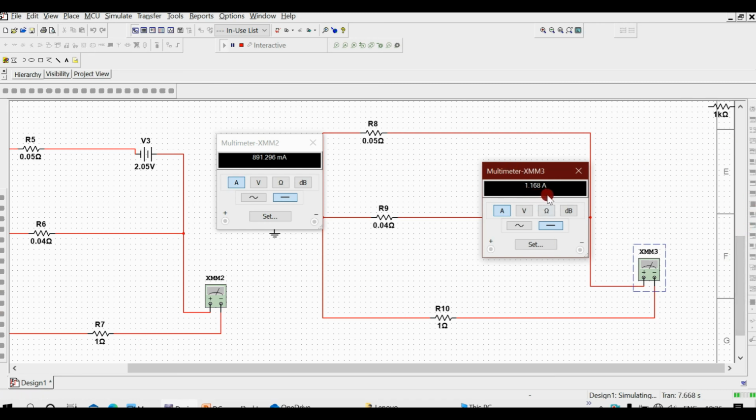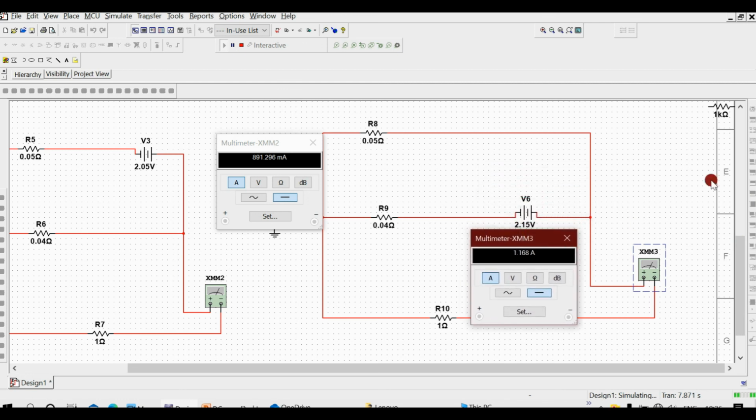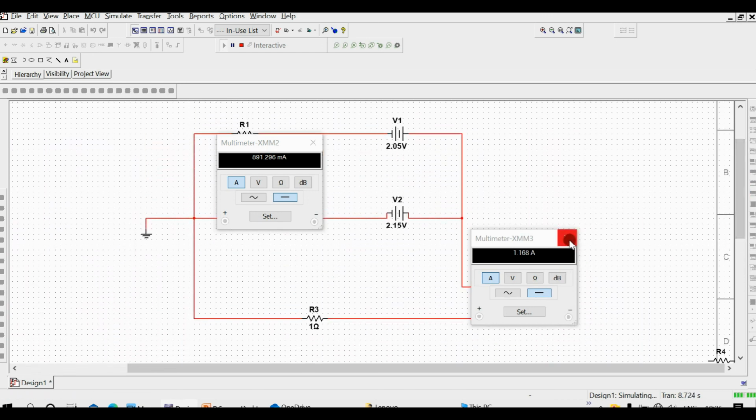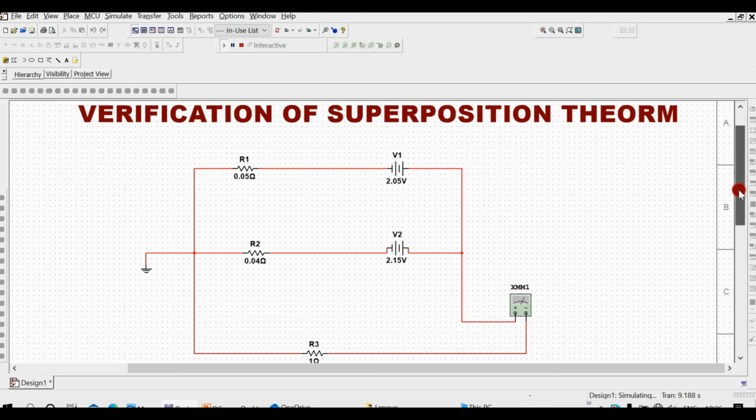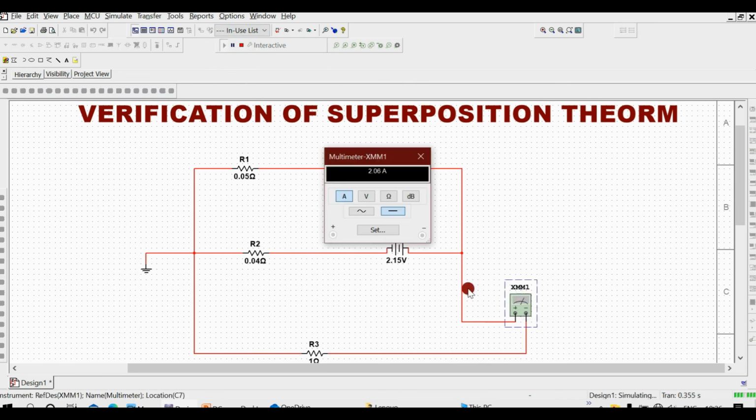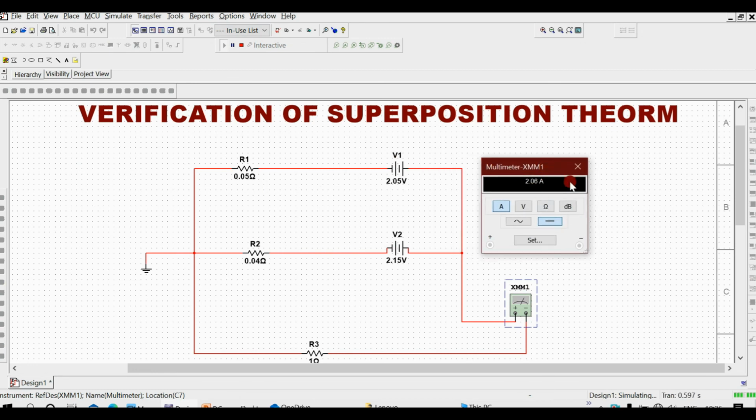It is showing 1.168 ampere and 891.296 milliampere. Now you can check the total current by the superposition theorem. This is the superposition problem. When you run from here, you can check that the total current will be 2.06 ampere in this 1 ohm branch. So this verifies the superposition theorem, guys.